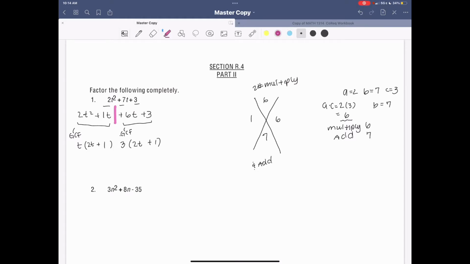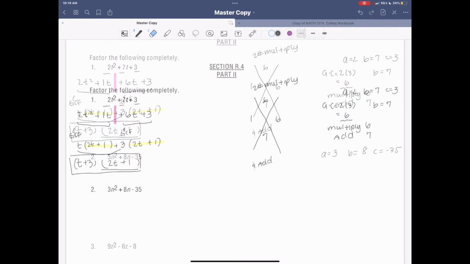So what I want is for these two to match. And then I'm going to create a new group with my GCFs. So these two become t plus 3. And then my matching group becomes my second set, which is going to be 2t plus 1. And this is my solution.